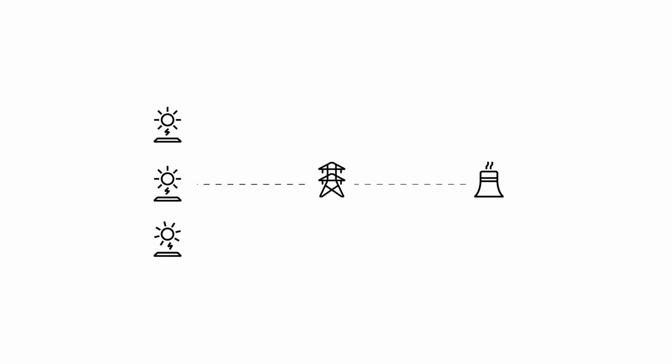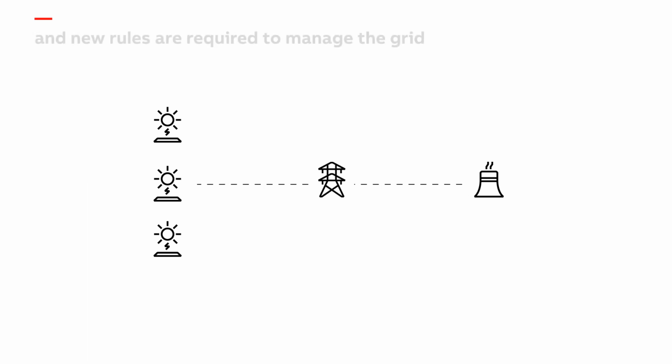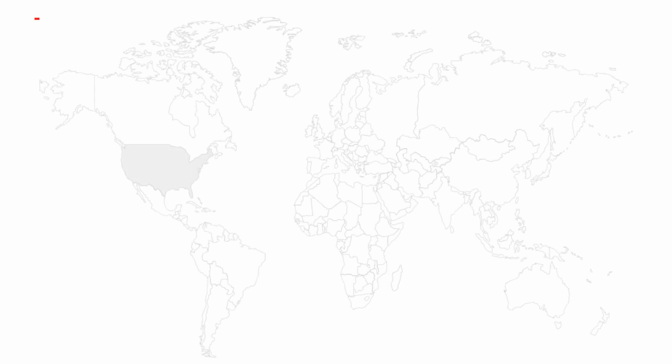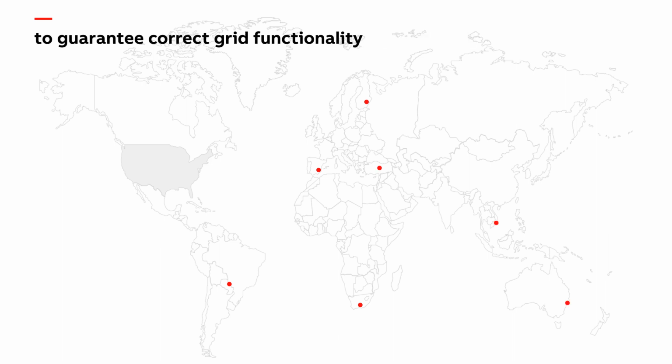The rise of renewables is shifting the energy perspective to decentralized generation, with smart grids to manage two-way distribution, to handle the reduced control capability of conventional power plants. A new energy management system is required. Network operators worldwide are setting export power limits to guarantee grid stability.